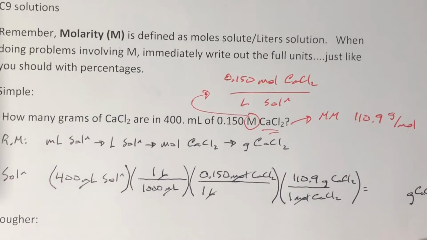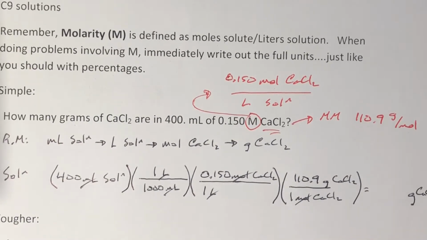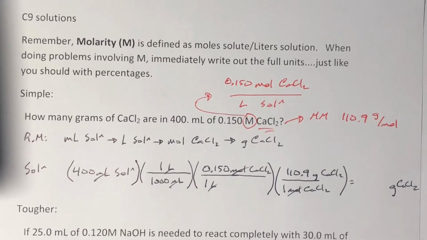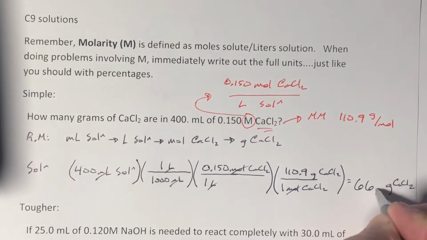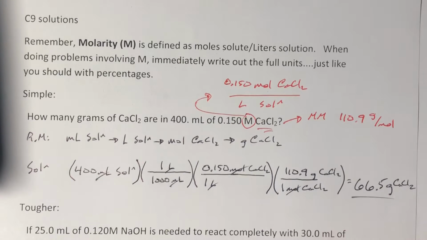And then punching the buttons in the calculator, this works out to be 66.5. That, in a practical sense, strikes me as a little bit high. I don't know how soluble calcium chloride really is, but it's a made-up problem, and that would be the numeric answer for it. All right. Next problem, a little notch tougher.